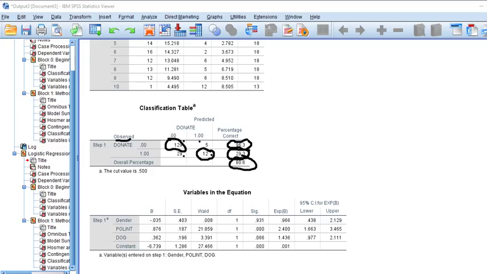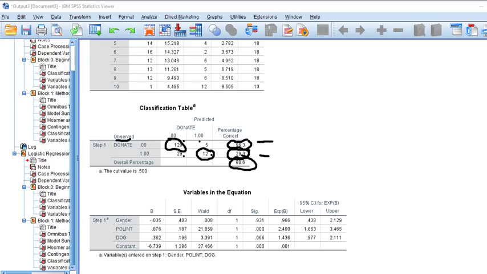Nevertheless, this overall is a pretty good classification rate, but you can see that we're not doing the same job in terms of accuracy between the two groups. So based on the model, we do a good job of predicting who intends not to donate, but we do a lousy job of predicting those who express an intention to donate.